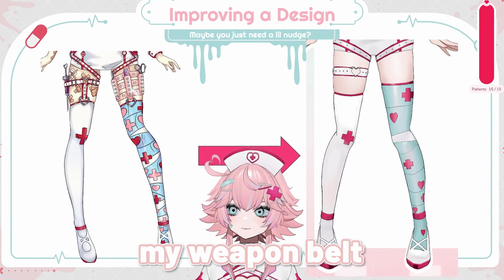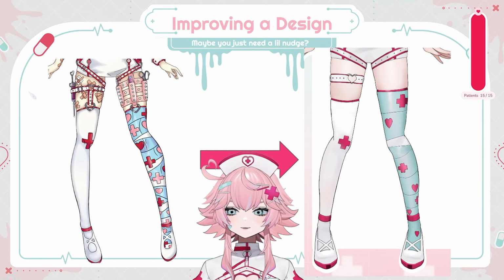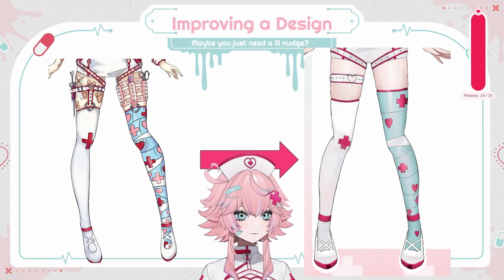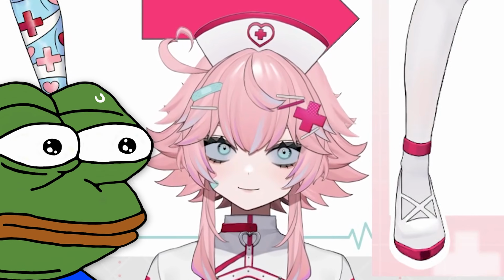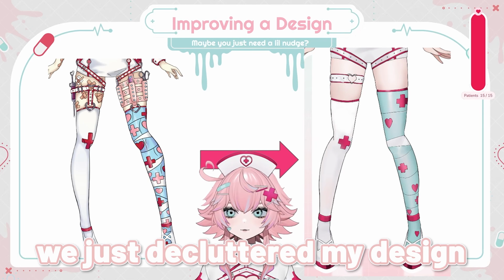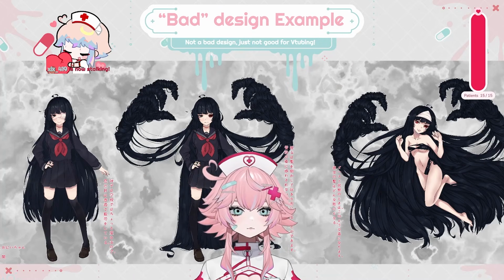We got rid of my weapon belt, which... it's okay, I'm not allowed to have weapons on Twitch. Nobody needs to see where I store my syringes, okay? I still have them. And we just got rid of the pink here too. We replaced it with the red because why do we need two colors on the legs? Yeah, we just decluttered my design. It's now more harmonizing. And now on to a bad design example.